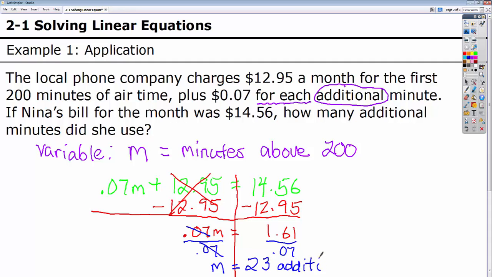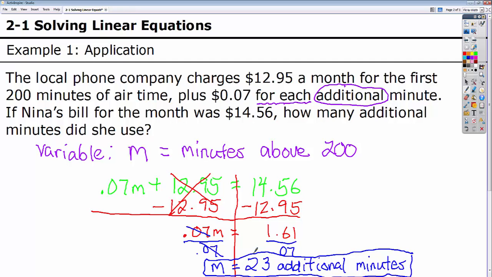With word problems, you always want to clarify what you were solving for. And then especially you want to go back and make sure, does that make sense? So her bill was $14.56. That is more than the flat rate $12.95. So that means she had to have gone over a little bit, but not a whole lot. It's only $2 more, not even $2 more, $1.61 more. So 23 minutes seems like it's about right for where we are.